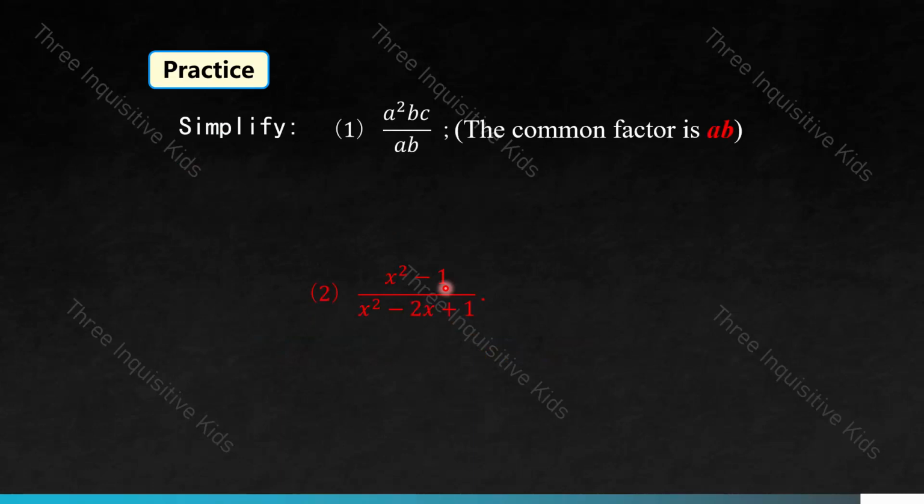Here's some more practice. Simplify this first fractional expression right here. The common factor is already given. After removing the common factor of AB, you should have AC.